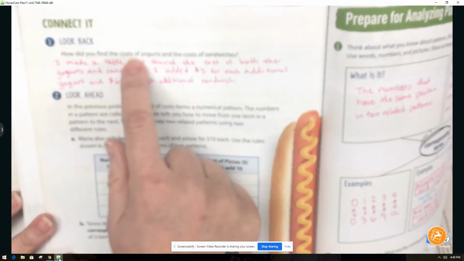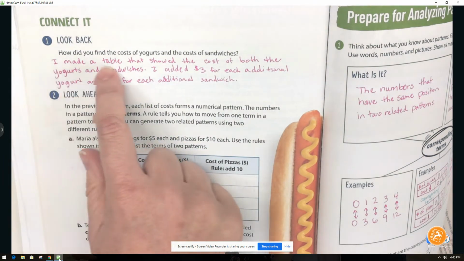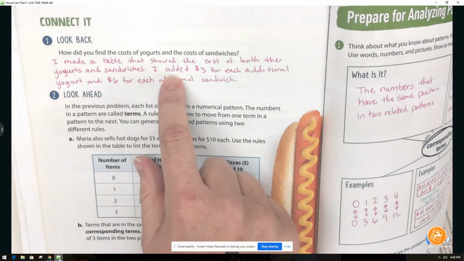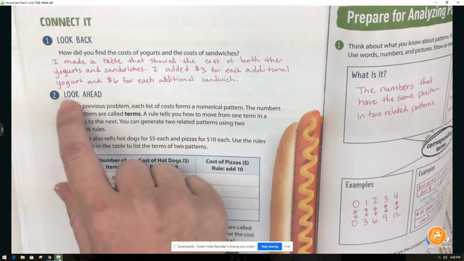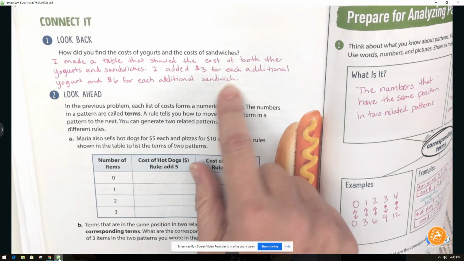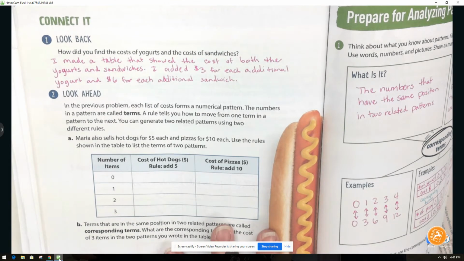So how did you find the cost of the yogurts and the cost of the sandwiches? I made a table that showed the cost of both the yogurts and the sandwiches. I added $3 for each additional yogurt and $6 for each additional sandwich. You can go ahead and pause the video and finish writing that out. Otherwise, I'm going to keep going.